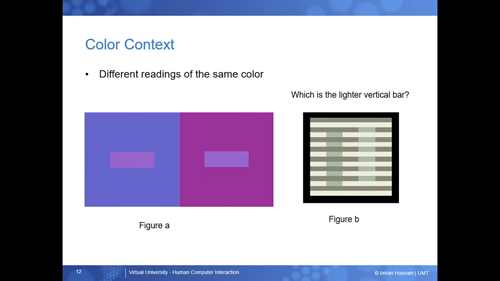Okay, so you have the color context of the different reading of the same color. Okay, so you have this. These are all purple, pero saan siya mas lumalabas? And then which is the lighter vertical bar? Of course, you see this one right here sa right side.